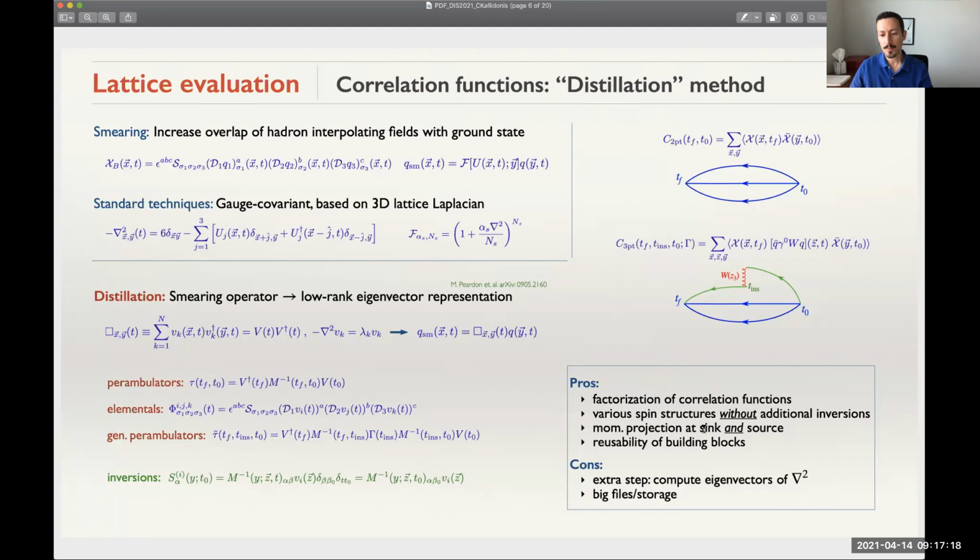There is momentum projection done both at the source and the sink, which allows for a better capture of the lattice. And also we can reuse these building blocks for different particles or different observables without the need again for additional inversions. And the disadvantage is that we need to take an extra step for every gauge configuration, and that is to compute the eigenvectors of the Laplacian. And this can actually result in big files, and sometimes we have storage issues.